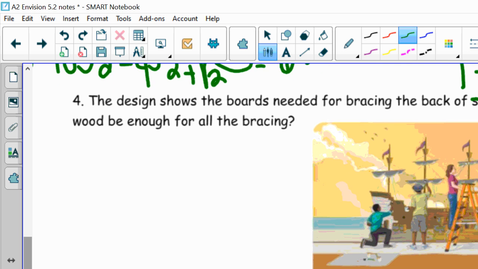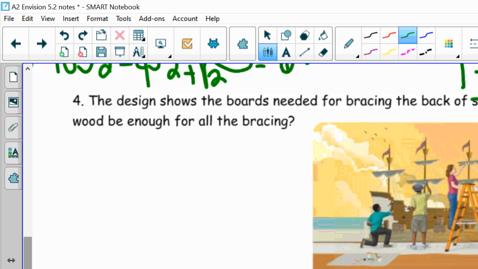So this first one, it says the design shows the boards needed for bracing the back of some set scenery. It wants to know, will 75 feet of wood be enough for all the bracing? And so they're showing me the bracing that they have here. All the way across here is 7 feet. All the way across here is 4 feet.